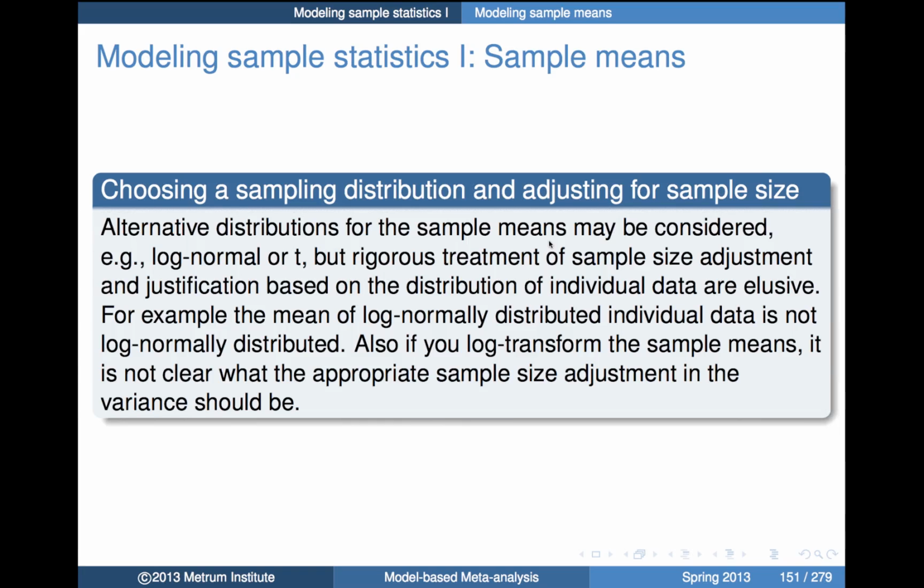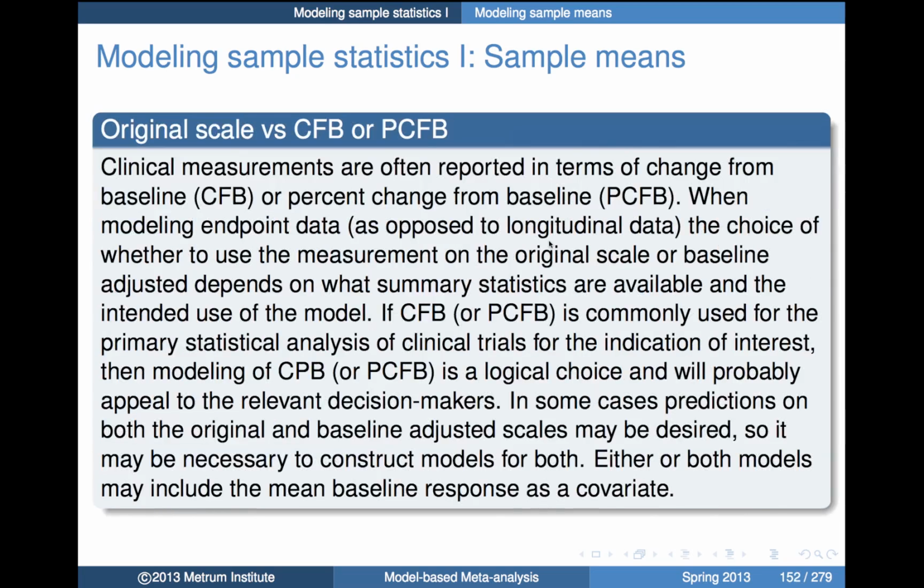And the reason why they're elusive is you don't end up with nice simple arguments like with a normal distribution. If the individual data are normally distributed, then the mean is also normally distributed. That argument doesn't follow for things like a log normal. So the mean of log normally distributed individual data is not log normally distributed. In fact, in the limit, according to the central limit theorem, it would actually be normally distributed rather than log normally. So I just comment here that if you log transform your sample means, it's not clear what the appropriate sample size adjustment for the variance would be in those instances.